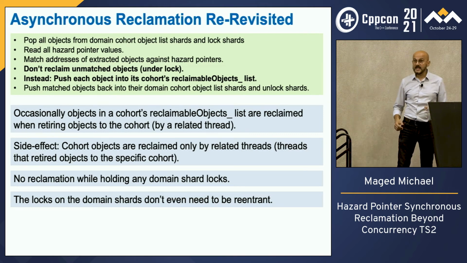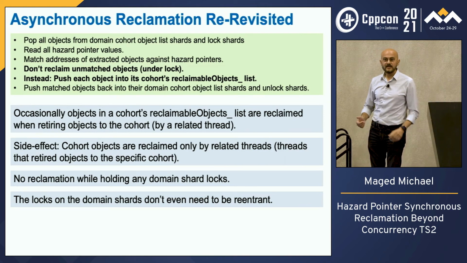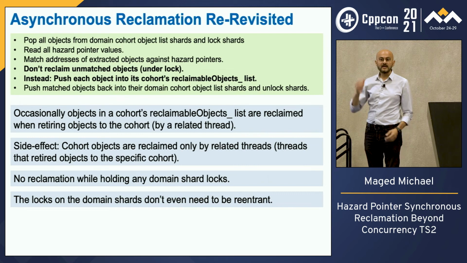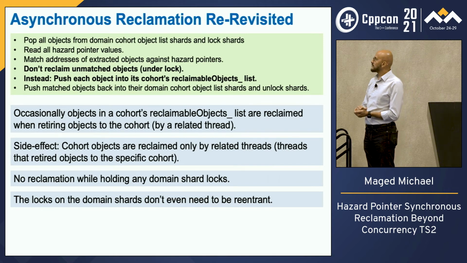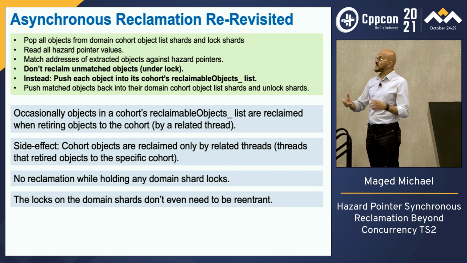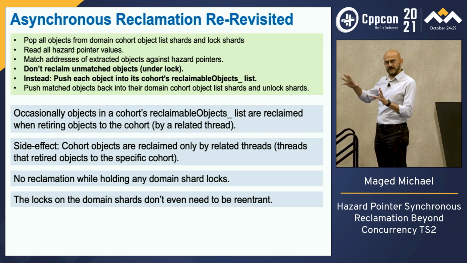I have a question. Go ahead. Is there a reason you're popping the objects from the list instead of just iterating through it? Sorry, speak up. Is there a reason why you're popping the objects and then matching for addresses instead of just going over the list? Yes. I'll repeat the question if I heard it correctly: why are we popping the objects from the shards before checking the hazard pointers?